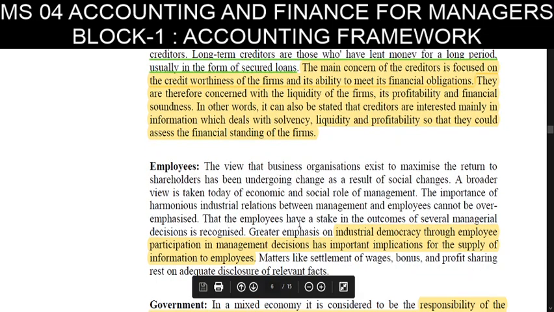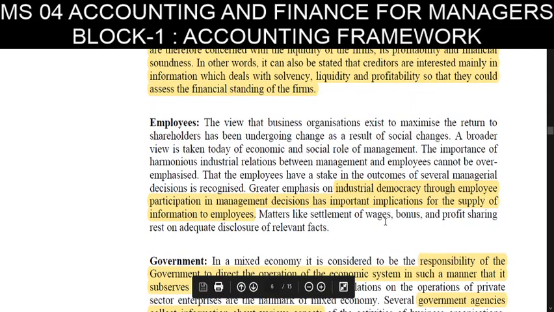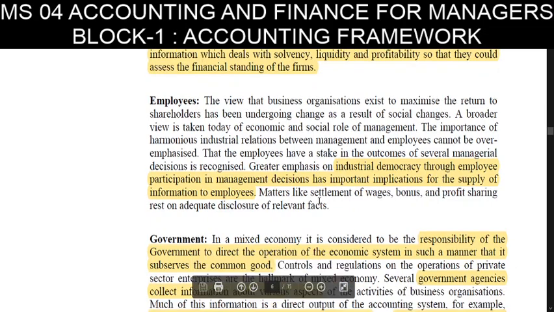Now, employees, it is obvious all the employees are interested in the outputs or reports generated by the company, because their wages, their bonuses, their profits, all are linked to the reports. They have an expectation that there will be a hike in their salaries if the reports are good.